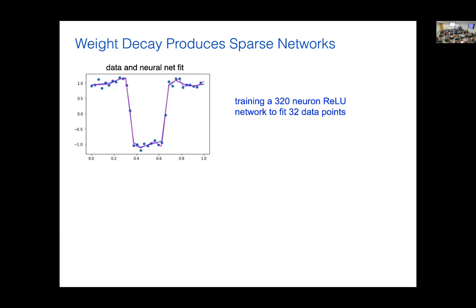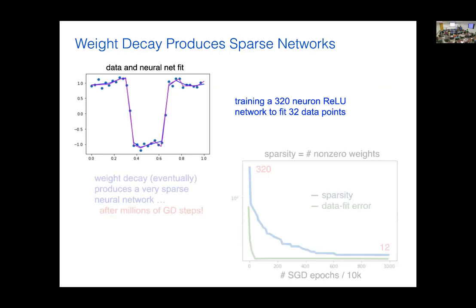Those are the dark spots, those little dots, and I'm going to train a neural network with 320 neurons to fit these 32 data points. The only thing to understand is that we only have 32 data fitting constraints, but I'm giving myself way more parameters than I would need to perfectly fit those data. That's a standard thing that we see when people are using neural networks.